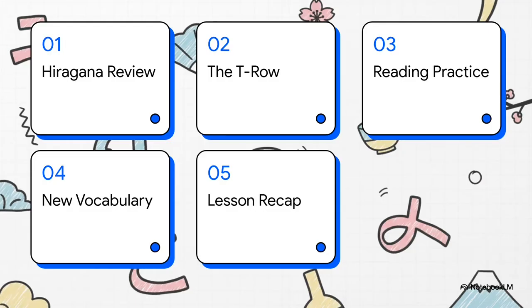So here's our game plan. We'll start with a quick review to get our brains in gear. Then I'll introduce you to the 5 new T-row characters. After that, we'll immediately put them to use with some reading practice, learn a few real words, and then we'll wrap up by looking at everything we've accomplished.